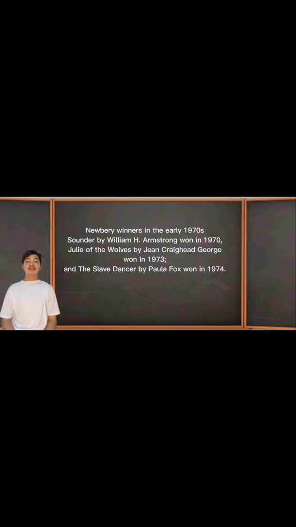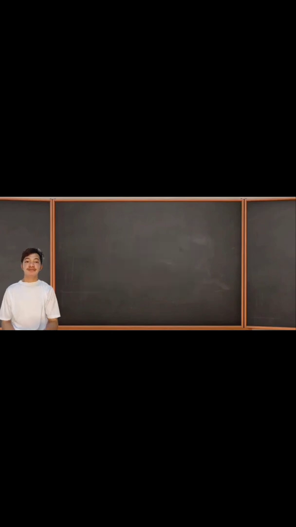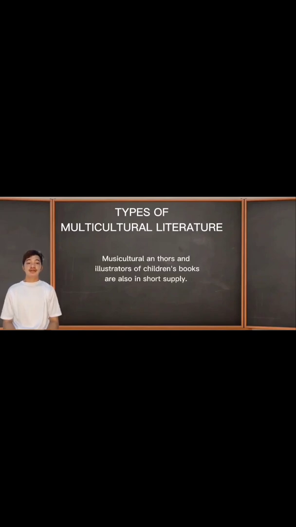But it was not until 1975 that an author of color, Virginia Hamilton, author of M.C. Higgins, the Great, won a Newbery Medal. Types of multicultural literature. Although the last several decades have seen positive changes in the status of multicultural literature in the United States, there is still a marked shortage of books of this kind, and multicultural authors and illustrators of children's books are also in short supply.